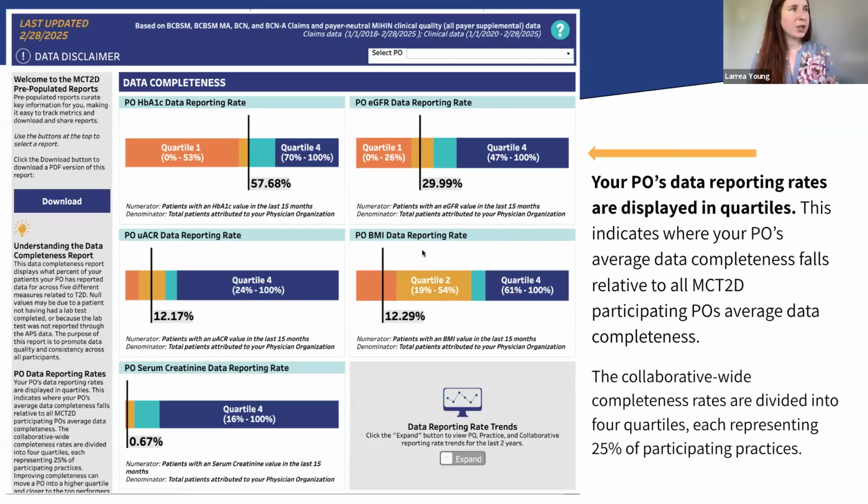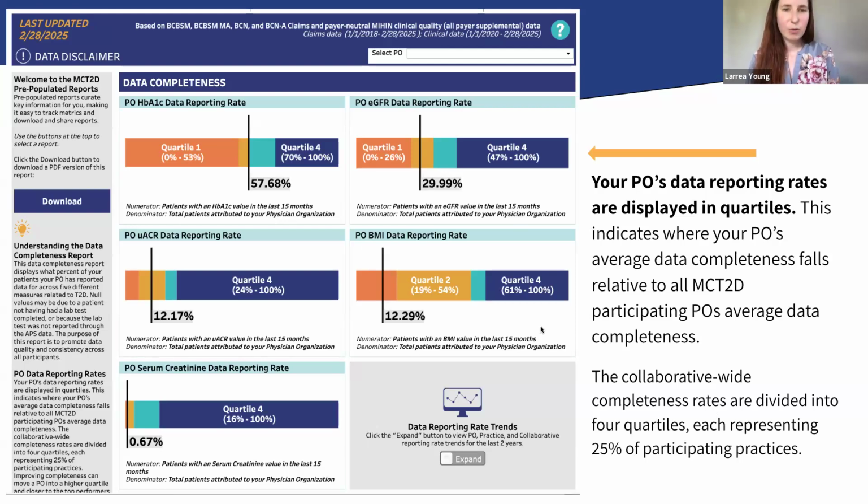And the first visualization that you'll see here are these data reporting rates in quartiles. So this shows your PO's data reporting rate and indicates where your PO's average data completeness falls relative to all MCT2D participating POs' average data. And so the way we come up with this is we take the collaborative-wide completeness rates and divide them into 4 quartiles, each of which represents 25% of the participating practices.